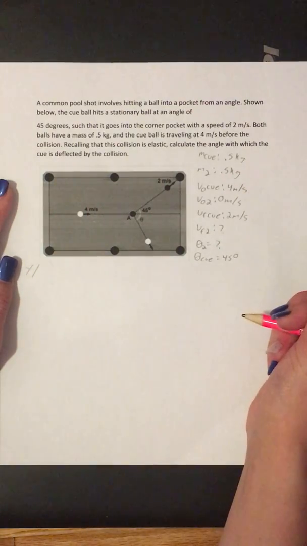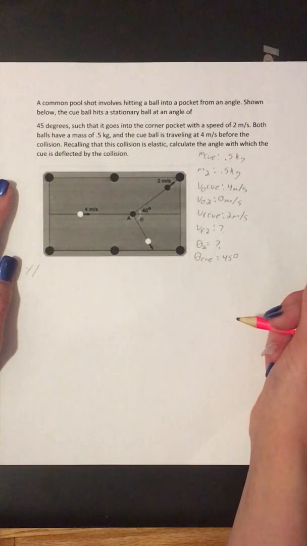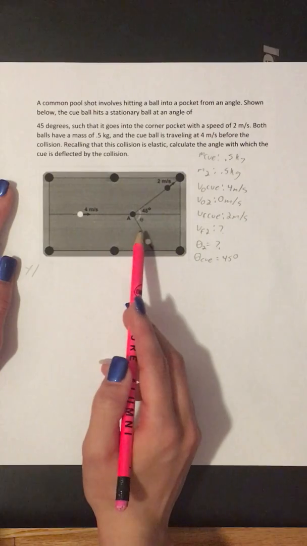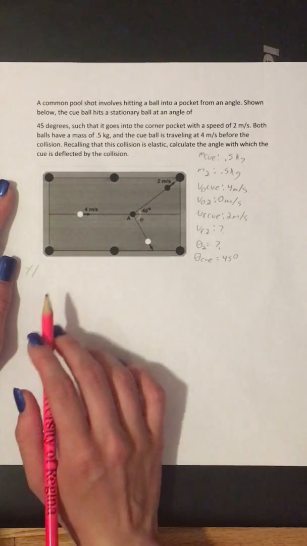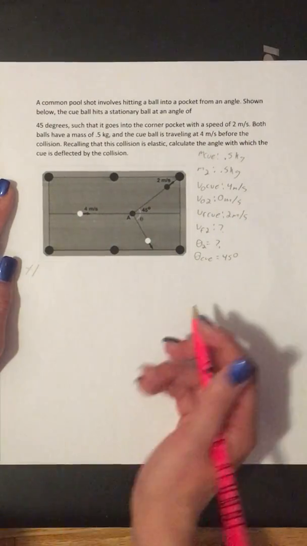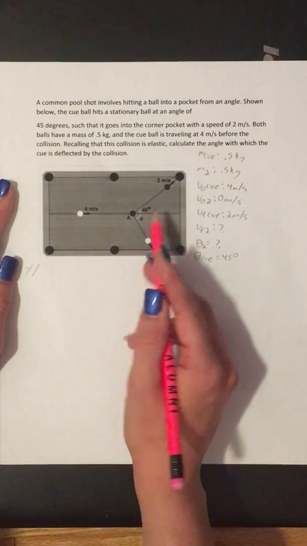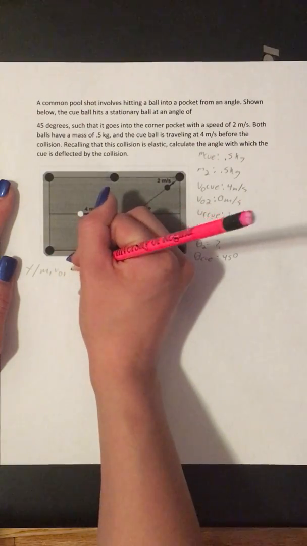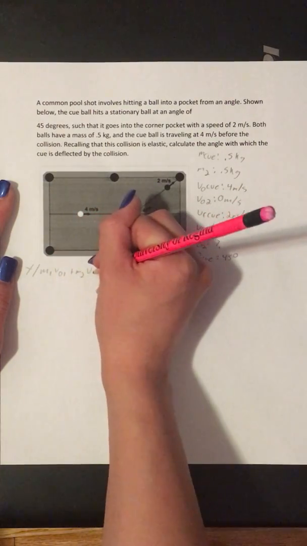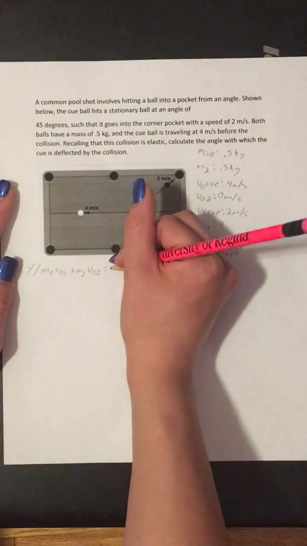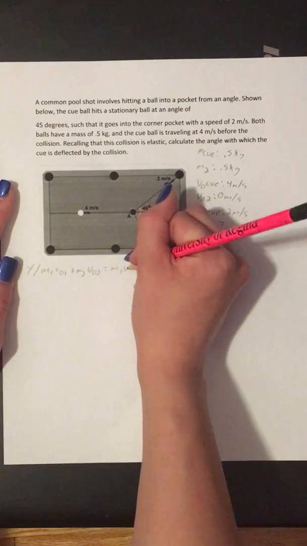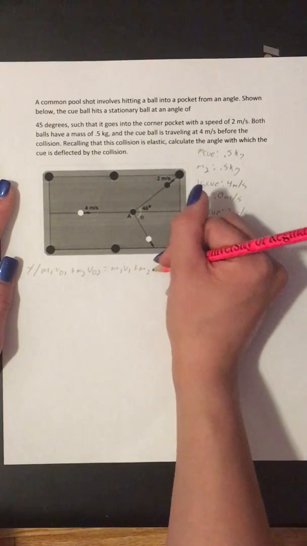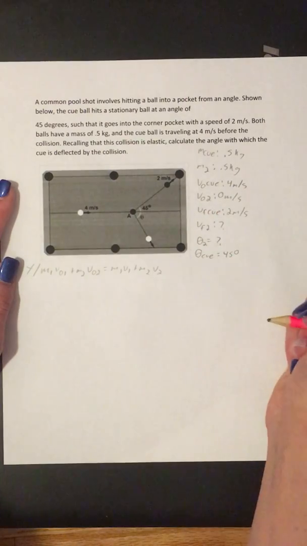The equation we use for this is the same that we would use if it was just a collision in 1 dimension. We just use it twice. Since they aren't sticking, we use M1 VO1 plus M2 VO2 is equal to M1 V1 plus M2 V2. Okay.